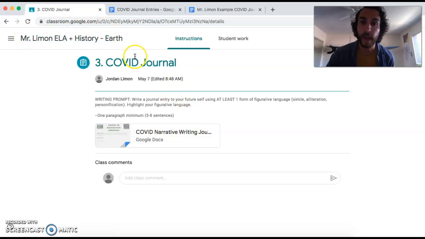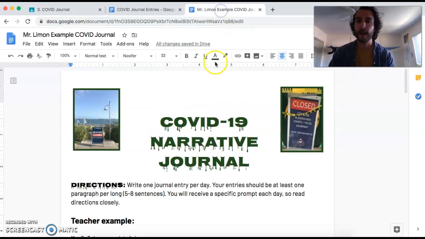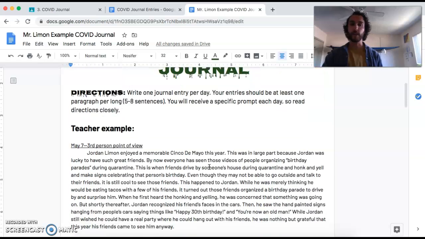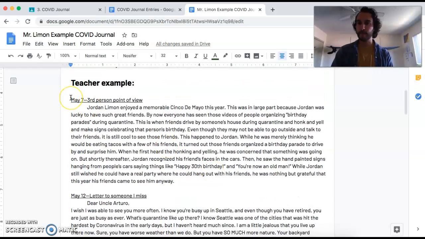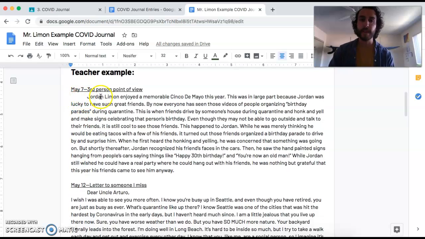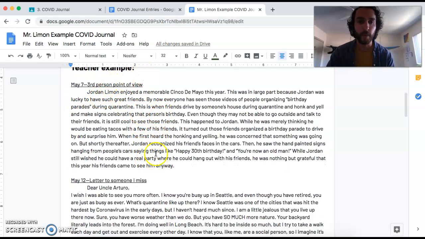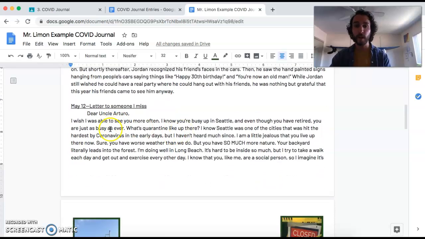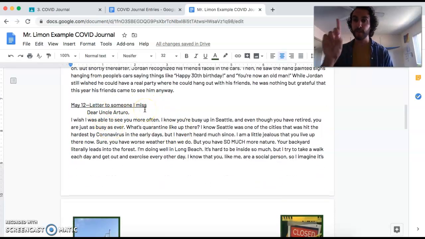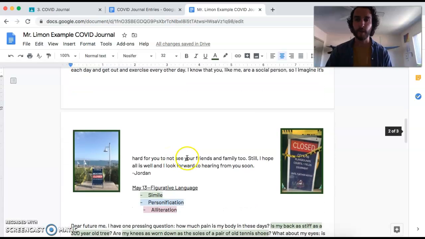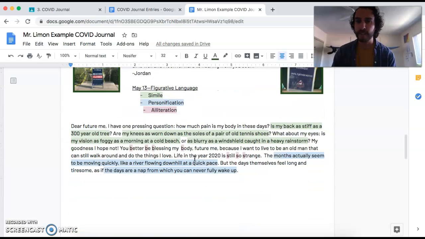And if you need any help with figuring out what to write, I would say first, read the directions here. Second, go check my example COVID journal. So mine looks like yours, only I write an example for every single day based on what I'm asking you to do. So May 7th, third person, I wrote a whole paragraph in third person. May 12th, a letter to someone I miss in first person, I did that. I wrote to my Uncle Arturo. And May 13th, I wrote using figurative language.